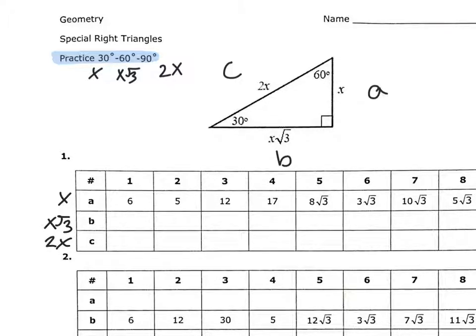So you can see, although it looks like a lot, it's really not too bad. So the first one, if X is 6, then that means my B is going to be 6 square root of 3. And then C is going to be 2 times X. So if X is 6, my C is going to be 12.